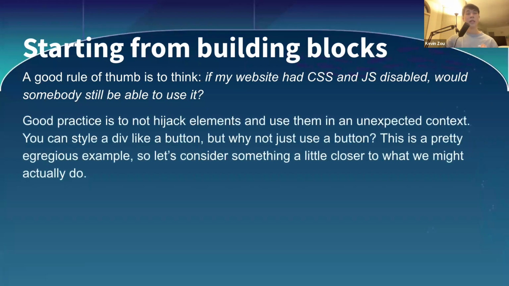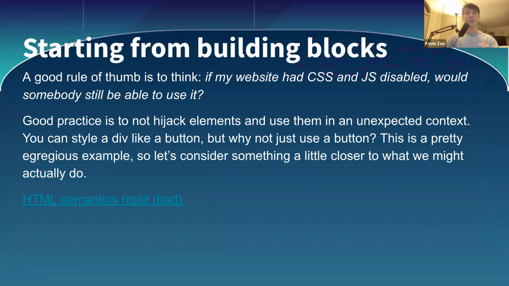So going back again, good practice is to not hijack elements and use them in an unexpected context. Another example could be styling a divider as a button. You can just add that and then add an on-click handler to a divider. But in that case, why would you not just use a button? This example is pretty egregious, but let's consider something a little bit closer to what we might actually do.